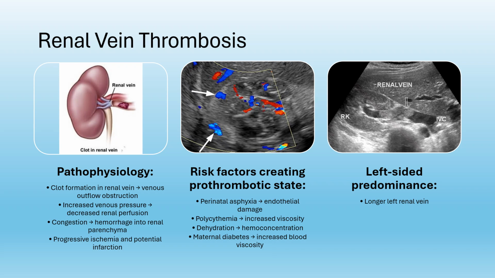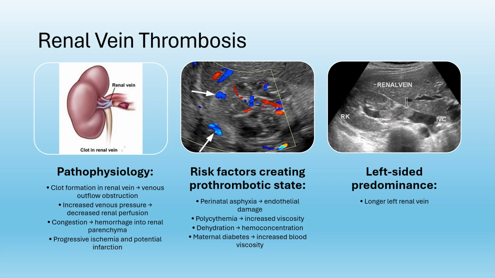Polycythemia increases blood viscosity and promotes sluggish flow within the renal venous system. Dehydration compounds risks through hemoconcentration, further increasing blood viscosity while reducing flow rates. Maternal diabetes contributes through multiple mechanisms. Infants often have polycythemia, increased platelet aggregability, and elevated prothrombotic factors.